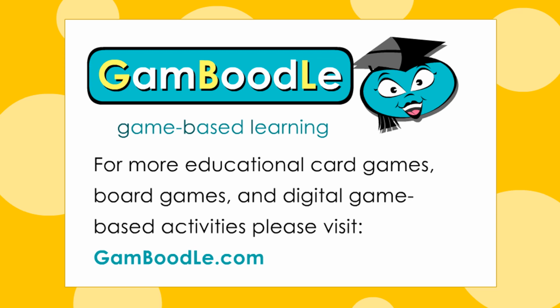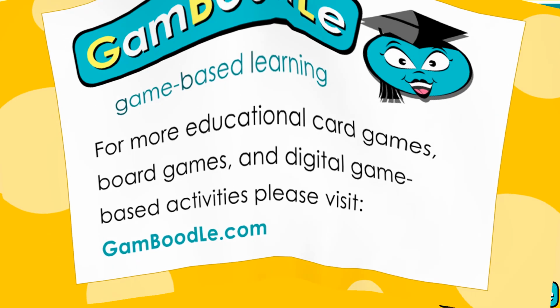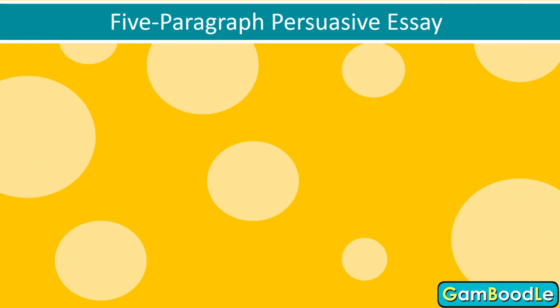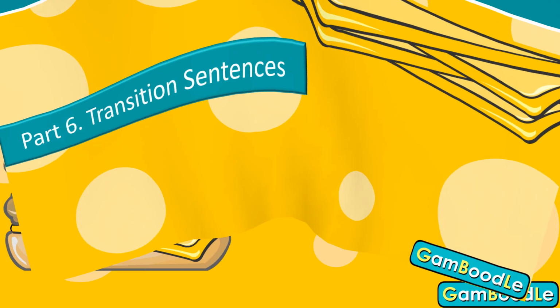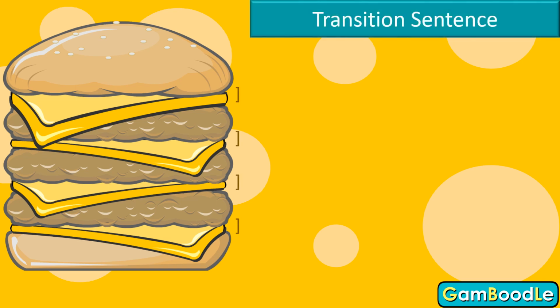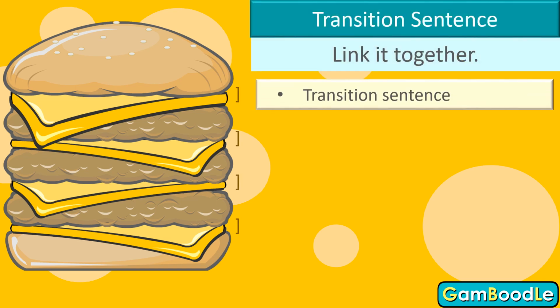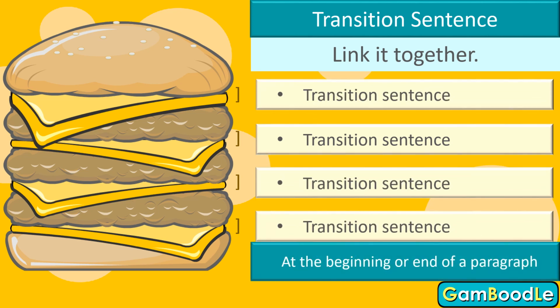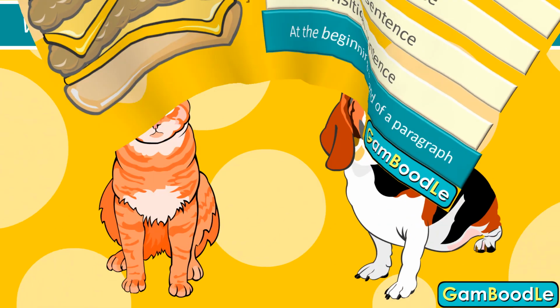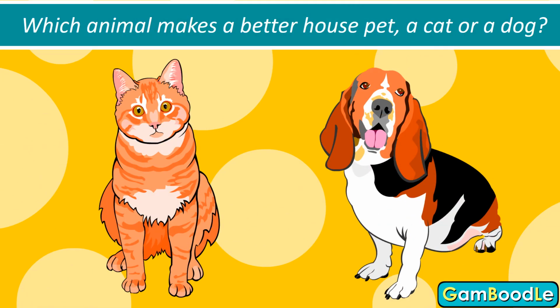This series explores how to write an effective 5-paragraph persuasive essay. In Part 6, we will look at how to use transition sentences in a persuasive essay. As mentioned earlier, transition sentences can link your paragraphs together and provide an organizational flow. Transition sentences can be used at the beginning or end of a paragraph. The following examples of transition sentences will be related to our theme of cats versus dogs.